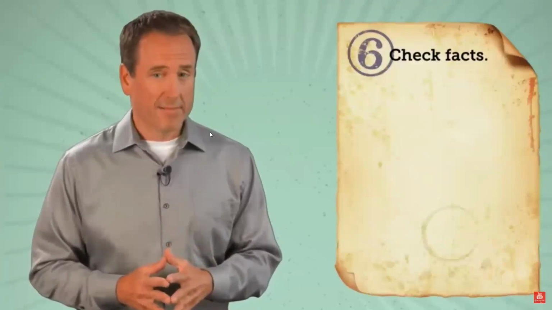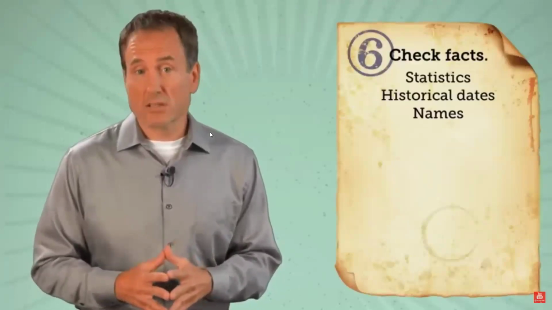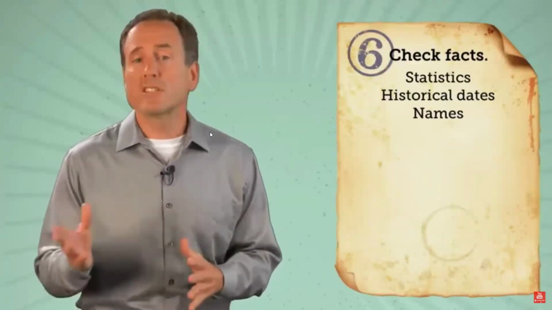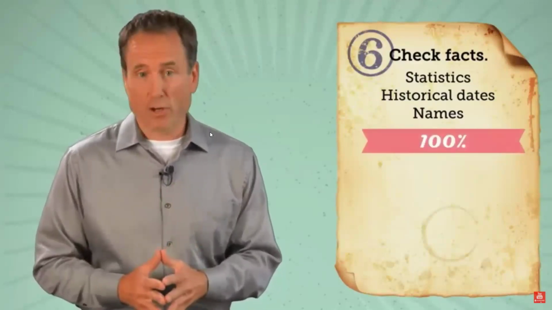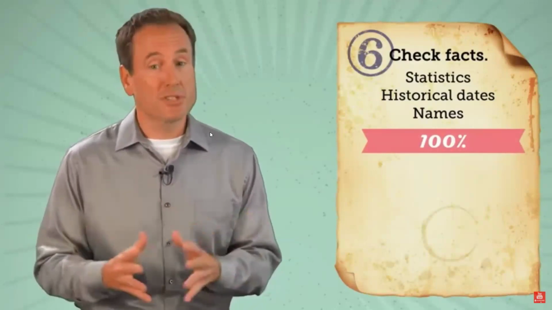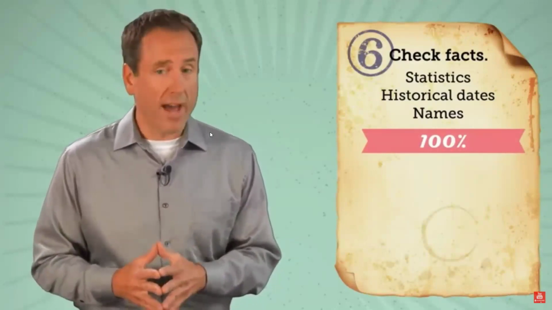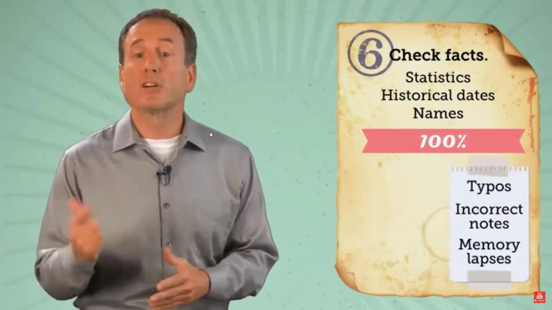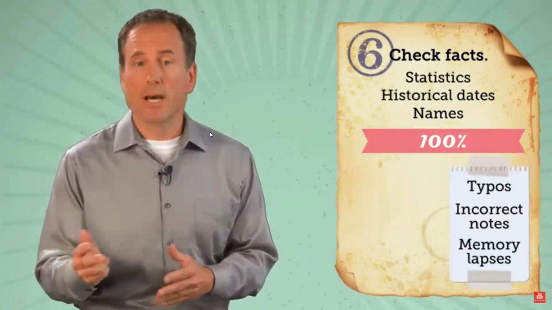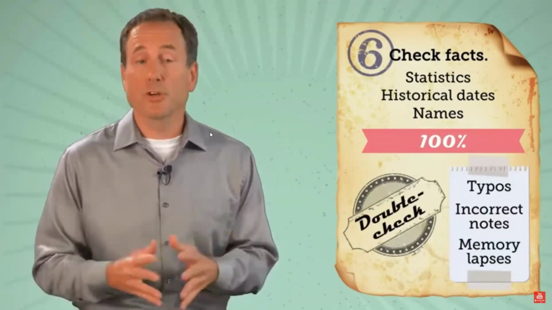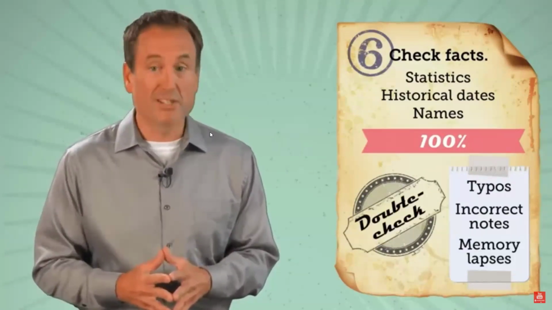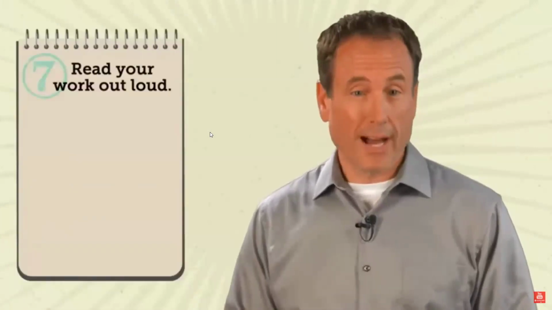Sixth, check facts. Whether you're including statistics, historical dates, or even citing someone's name, you want to be 100% certain that your facts are correct. There are plenty of circumstances that can lead to errors regarding facts, including typos, incorrect notes, and memory lapses, but making sure to double check them during the proofreading process can ensure you don't have any embarrassing mistakes in your final draft. Seventh, read your work out loud.